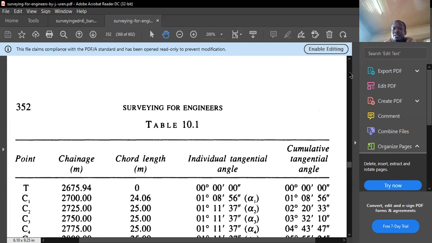So can we calculate the cumulative angle for C1? Since we know how to do it, let's calculate the initial, just to see if you understand and remember what we just did. What we just did, we're doing it again with this data. What's the cumulative tangential angle for the first point C1?